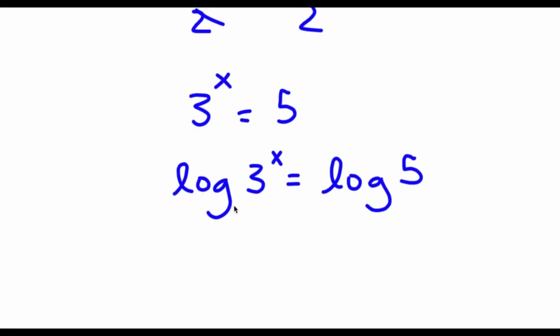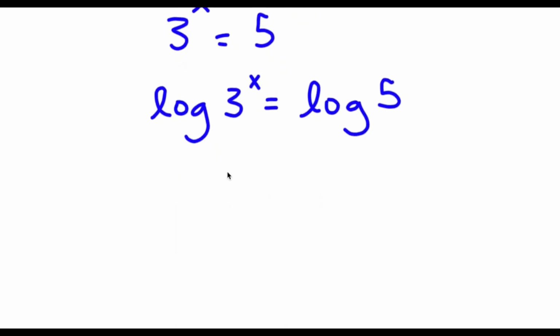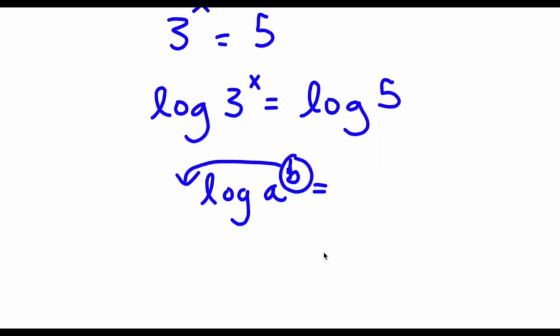Now, an important property of logarithms is that if I have something in the form log a to the power of b, I can actually move this exponent b to the front of the logarithm. So this would equal b times log a.